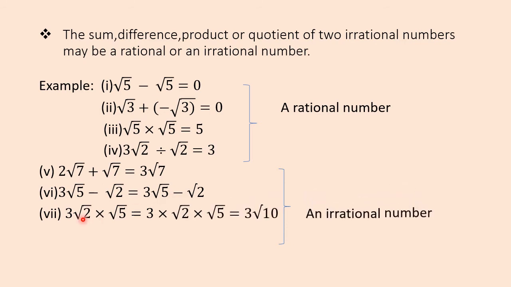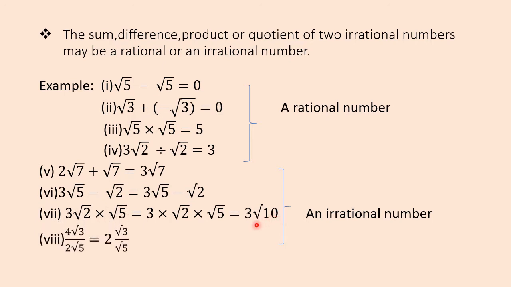Now 3 root 2 multiplied by root 5. Product of two irrational numbers. 3 is a whole number, so you write it as it is. Root 2 multiplied by root 5, that is root 10. So 3 root 10 is the product. It is an irrational number.